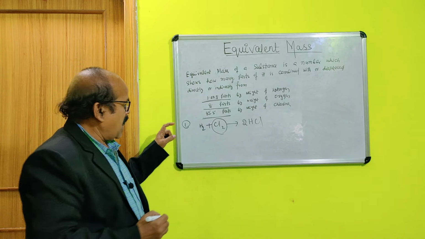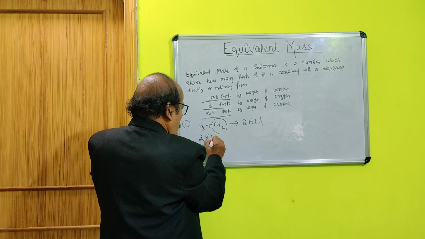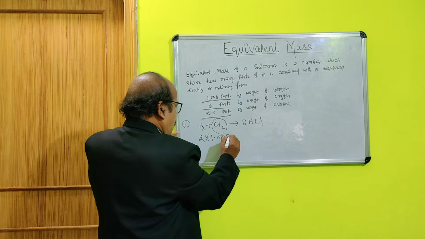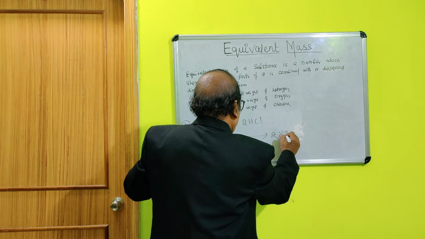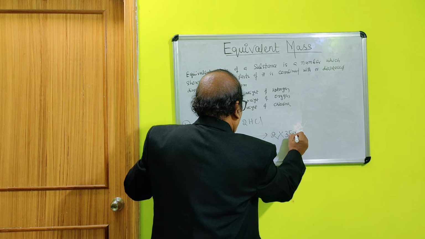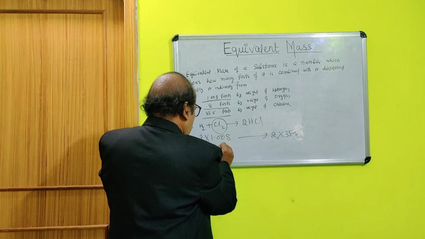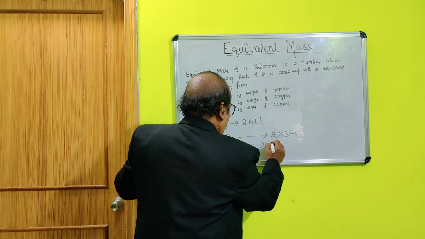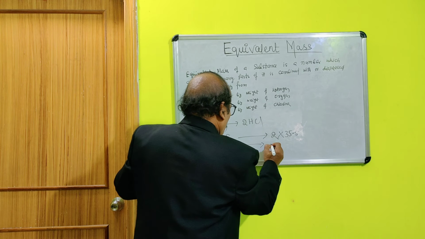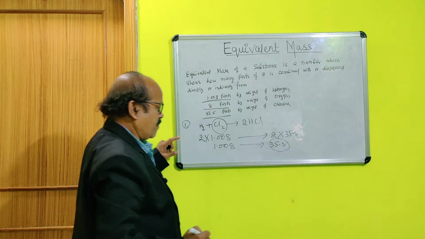And I shall take the help of hydrogen here. So 2 into 1.008 is combined with 2 into 35.5 parts of chlorine. So for 1.008, chlorine required is, divided by 2, so 35.5 is the equivalent mass of chlorine.